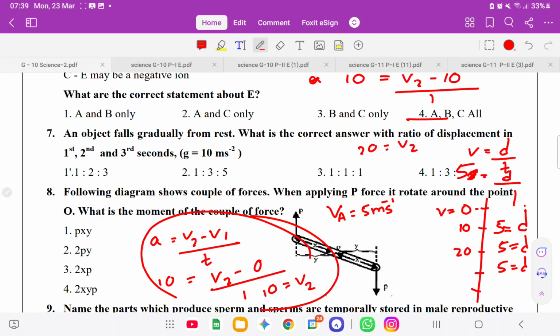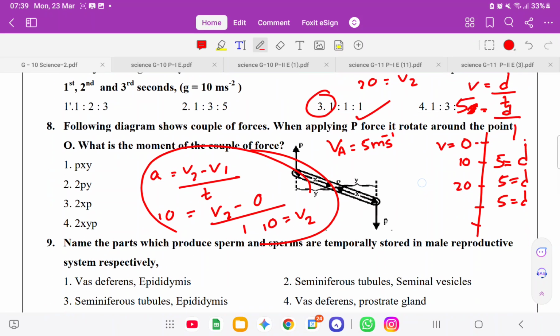What is the correct answer? The ratio of displacement in the first, second and third seconds. Totally we got 5, 10, 15, then 1, 3, 5. But they asked about the first second, second second, and third second, so the answer is the third option.